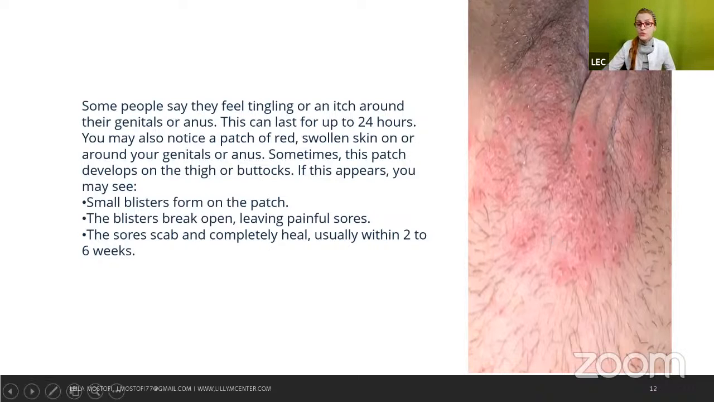You may also notice a patch of red, swollen skin around your genitals or anus, as you see here. Sometimes this patch develops on the thigh or buttock. If this appears, you may see a small blister form on the patch. The blister breaks open, leaving painful sores. The sores scab and completely heal, usually within 2 to 4 weeks.